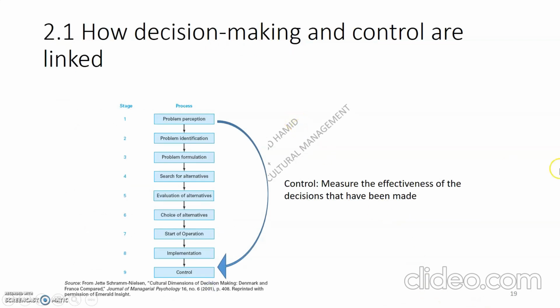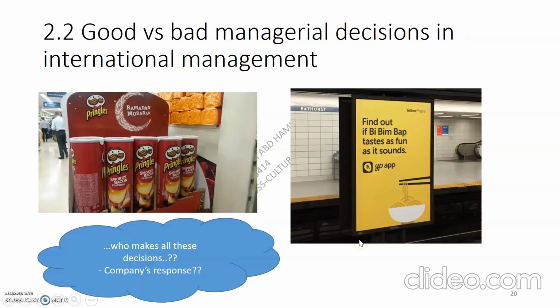We go back to the graph. Problem perception and control are interlinked. Here, control is the measure of effectiveness of the decisions that have been made. There are some good and bad examples of managerial decisions in international management.